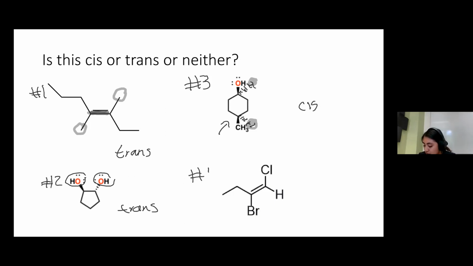So what about number 4, right here? Is it cis, trans, or neither? Yeah, somebody said neither. This one's neither. The reason why it's neither is because we're looking at things attached to these 2 carbons in the double bond. And at least, each of these 2 carbons has to have one group that's the same between them. In this case, all of them are different, so it's neither. So when it comes to molecules like this, we're able to use another system, which we'll talk about in a minute.